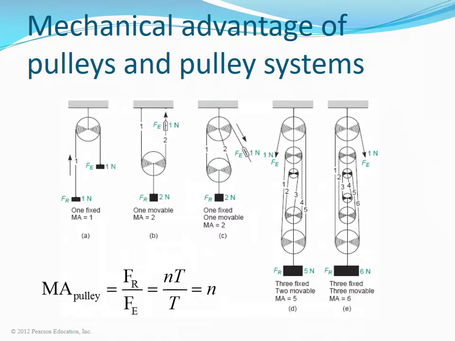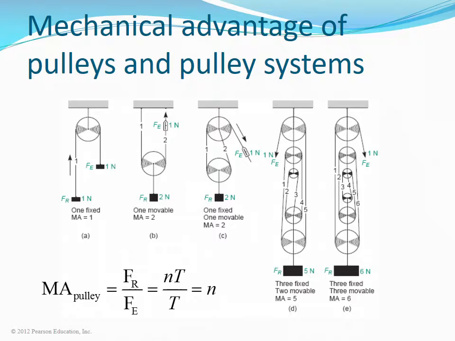If a weight is supported by 3 strands, each individual strand supports 1/3 of the weight. If a weight is supported by 4 strands, each individual strand supports 1/4 of the total weight. In general, when a weight is supported by n strands, each individual strand supports 1/n of the total weight. Thus, mechanical advantage is n.